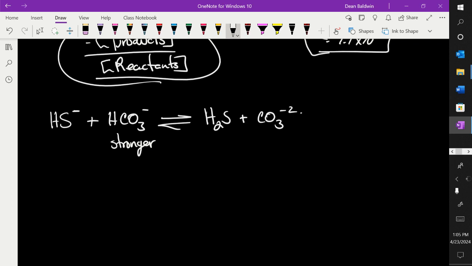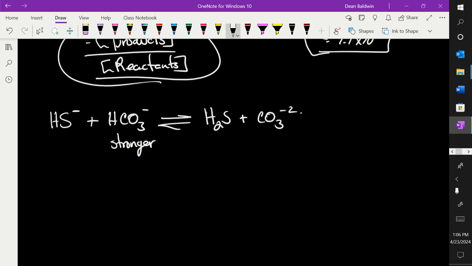Why is HCO3 stronger? I can't get why. Because it donates the proton, right? Stronger means it donates a proton more easily. Normally you'd look on your table, but HS minus isn't on your table. Normally I'd give you two on the table and then you could just look it up. So because they both want to donate a proton, but why does the stronger acid donate a proton over the weaker one? Because it forces the weaker one to act as a base.